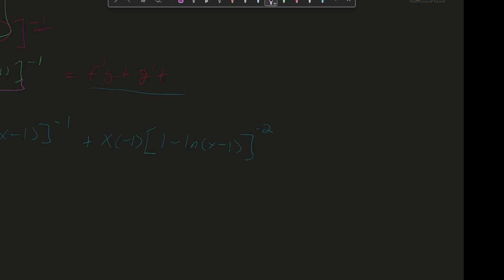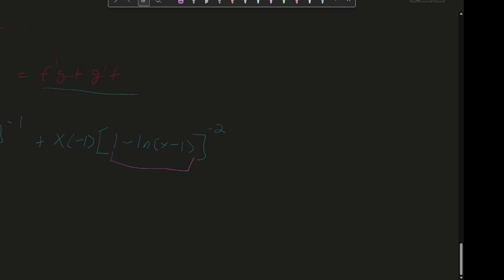So then you took the derivative of the whole thing. Now you're going to take the derivative of the inside. Derivative of that 1 in the front, the constant, is 0. So then you're just going to have the derivative of the negative ln of x minus 1. So you'll just have negative 1 from the negative sign in front of the ln over the argument x minus 1. And that's all good.